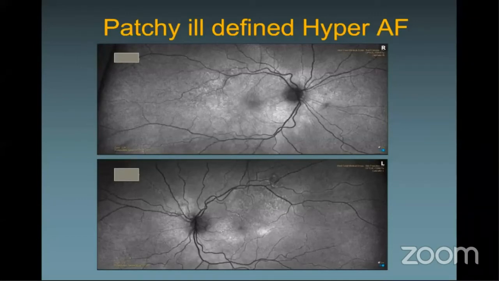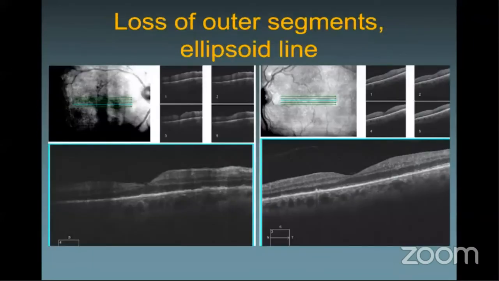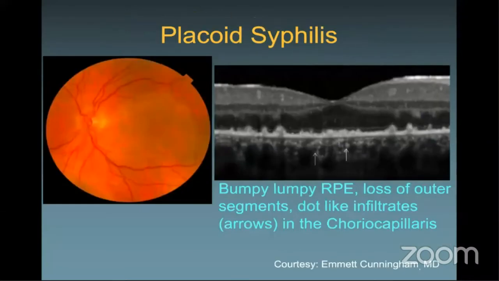This tells us that the pigment epithelium is irregularly involved and shows hyperautofluorescence. The very important feature to confirm the diagnosis of syphilis is to look at the OCT, which shows diffuse loss of the ellipsoid line and ground glass appearance in the choriocapillaries. That you can see in this example, the pigment epithelium shows this lumpy, bumpy appearance. And if you have this with diffuse loss of the ellipsoid, one should think about placoid syphilis.